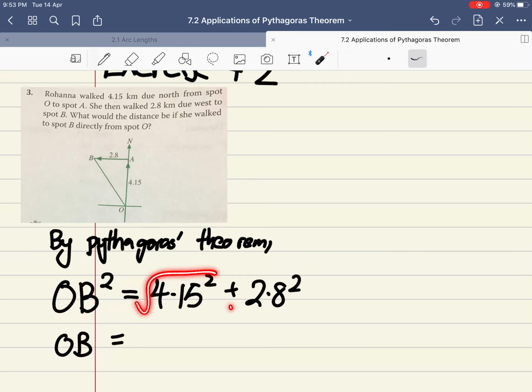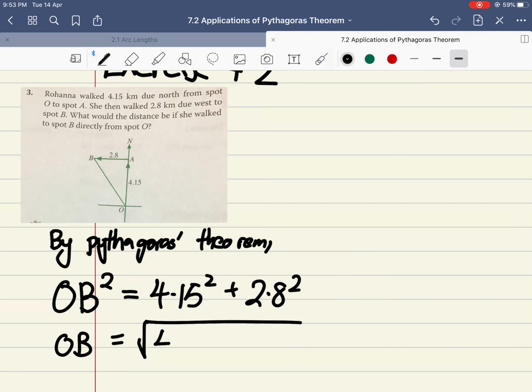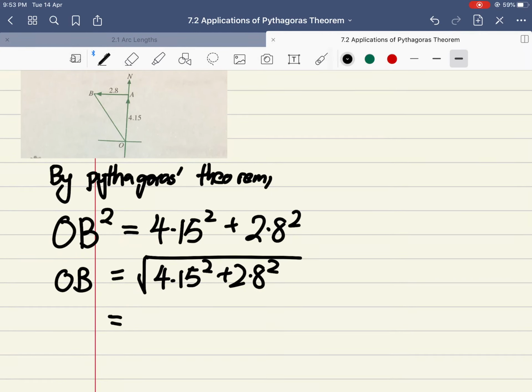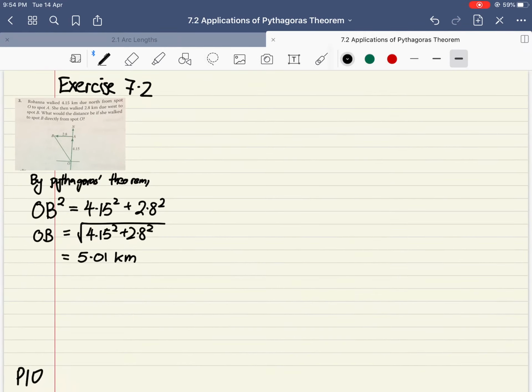So if I square root both sides, be careful. When you square root, you have to square root everything. If you do this, you just square root each term, this is wrong. You should be square rooting the entire thing. So if we square root 4.15 square plus 2.8 square, what we'll get is the OB value of 5.01 km.